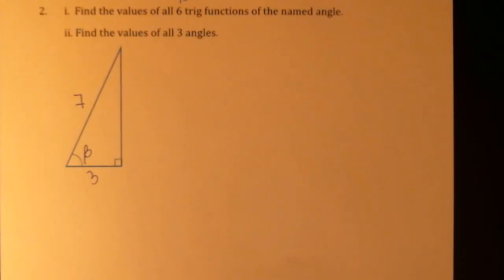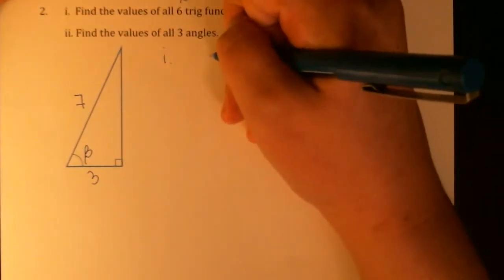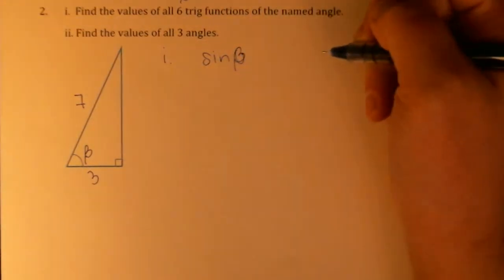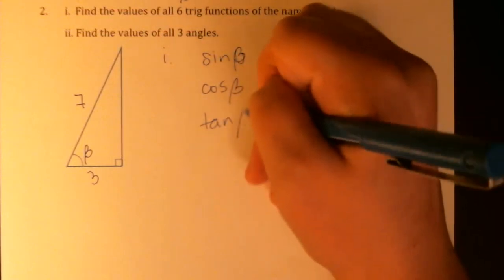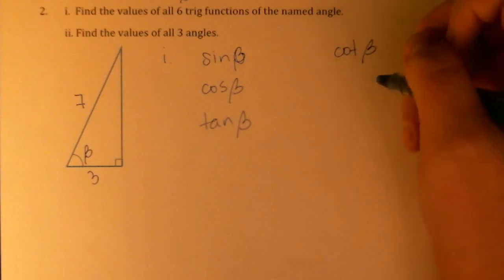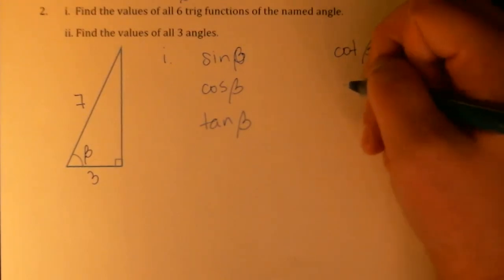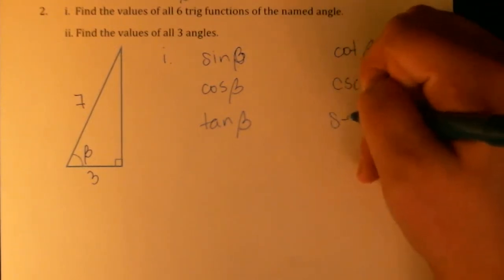Hi everyone, in this example we're going to work on solving another triangle and finding the values of all the trig functions. So part one wants the value of all the trig functions, so we can go through sine beta, cosine beta, tangent beta, cotangent beta. You can list these in whatever order you want. Just make sure the order doesn't become a crutch, so I'm mixing them up on purpose. Cosecant beta and secant beta.